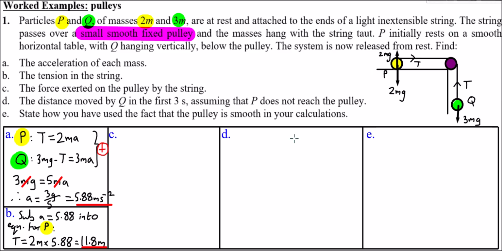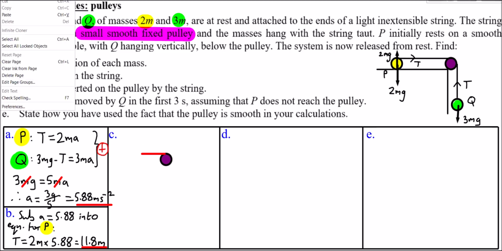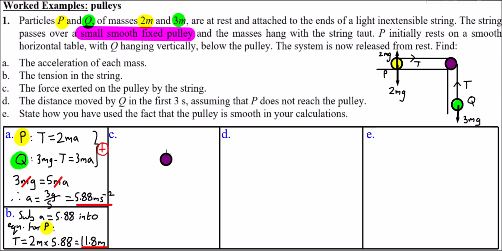What I've mentioned before, and what will always be the case, is that tension always acts away from any object in question. So if we map this pulley now and consider the forces acting on it by the string, tension always acts away. You can see here the string will be pulling away from the pulley to the left. It also pulls down on the pulley vertically.